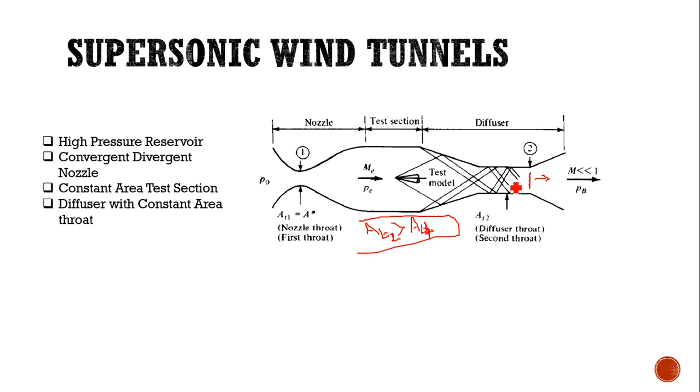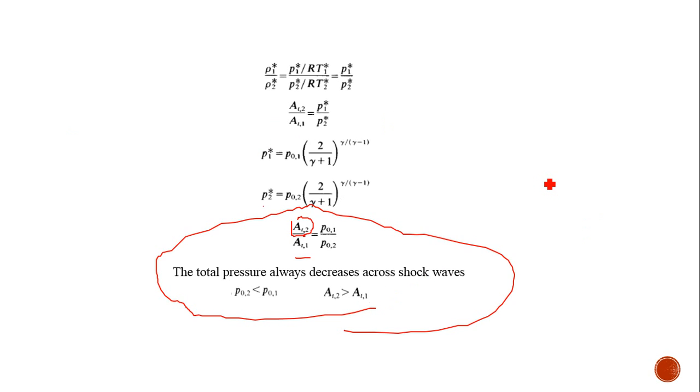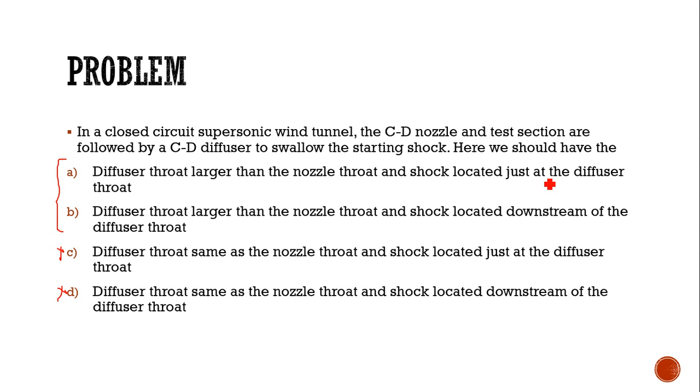Okay, if it is not happening, we won't get the Mach number less than 1. Again it will be increasing only. Okay, so the answer is B. The diffuser throat is larger than the nozzle throat, shock located downstream of the diffuser throat. Okay.